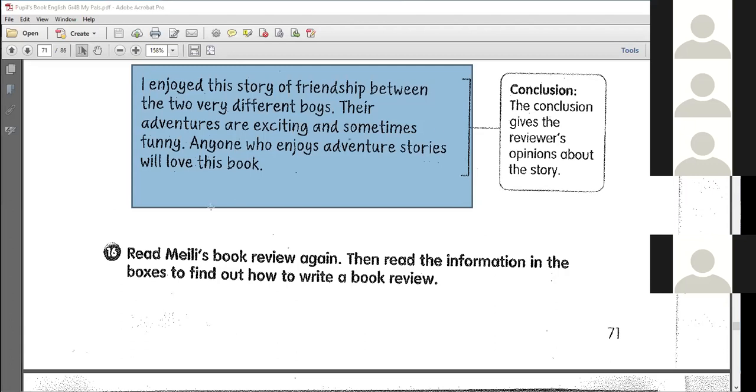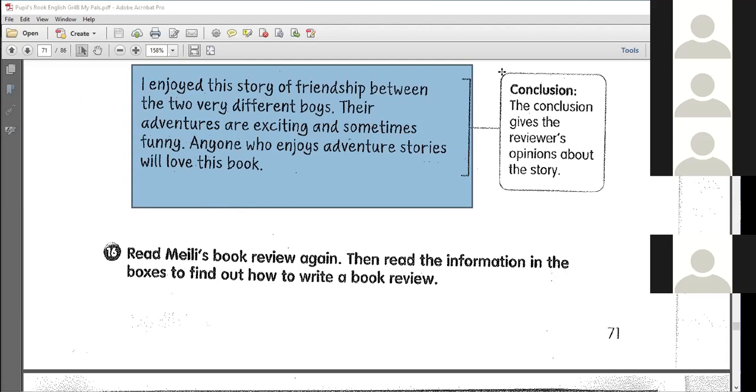Yes, I enjoyed the story of friendship between the two very different boys. Their adventures are exciting and sometimes funny. Anyone who enjoys adventure stories will love this book.